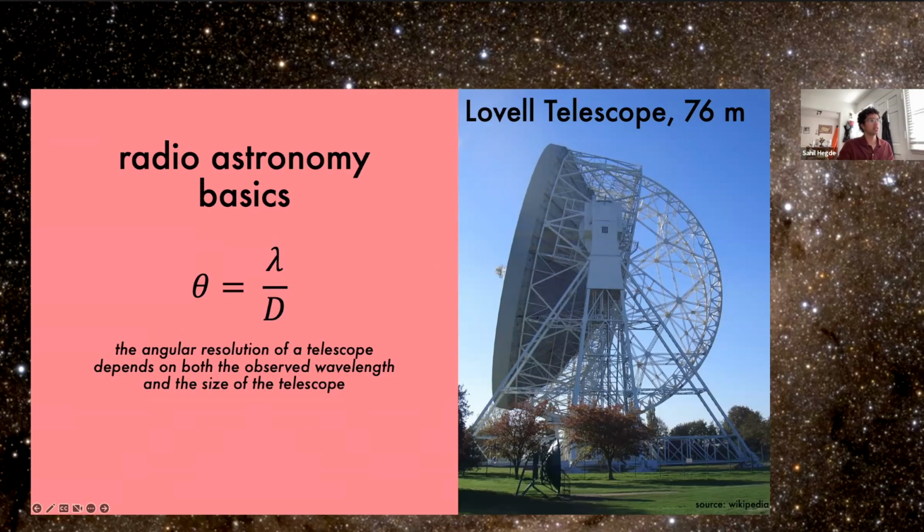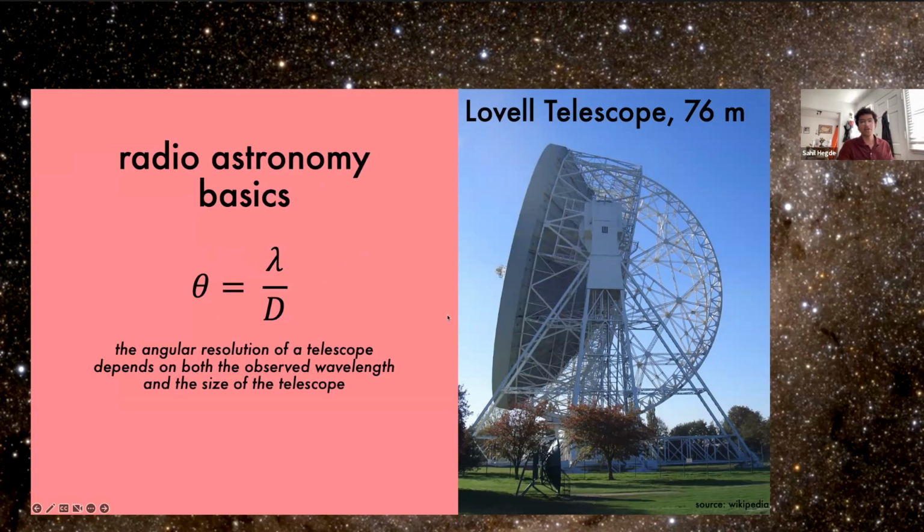So this Lovell telescope is observing in the radio, where the wavelengths are thousands of times longer than they would be in the optical. So you basically increase this size while not increasing this D very much, and you end up with an image that isn't super high resolution.